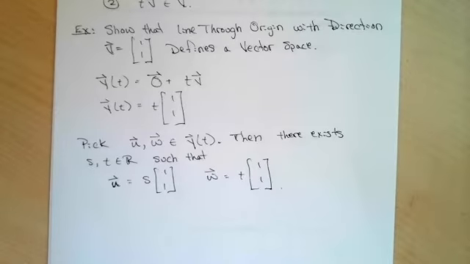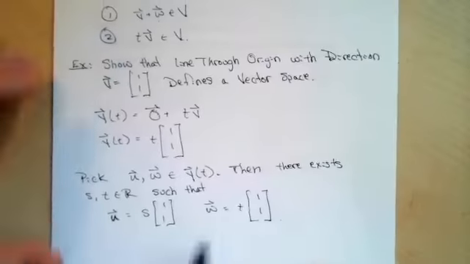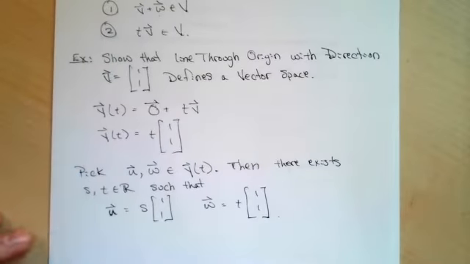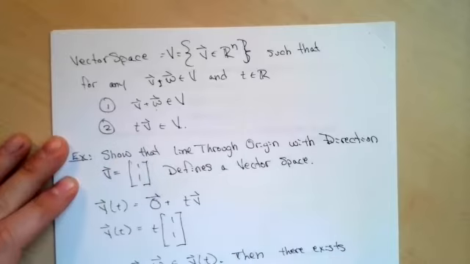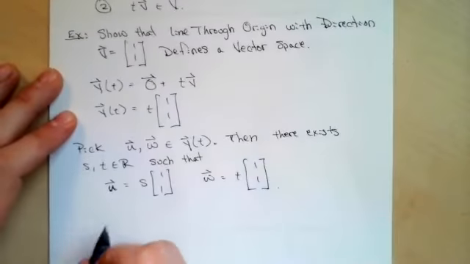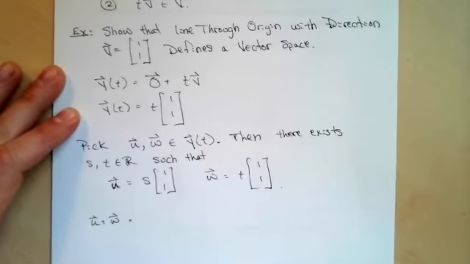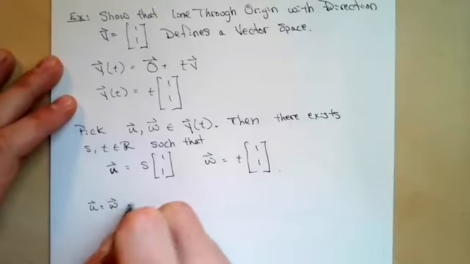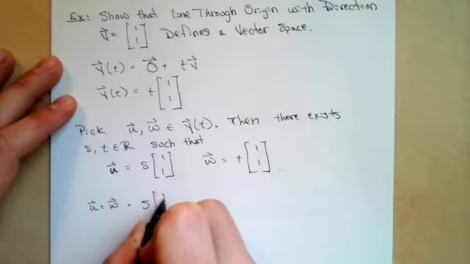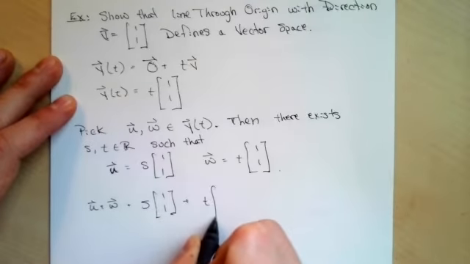And so what do we want to check? Since our choices for u and w were arbitrary, with arbitrary constants, all we want to check is that properties 1 and 2 hold. Namely, if I take u plus w, by how they were constructed by our properties of this line, this is going to be s times (1, 1) plus t times (1, 1).